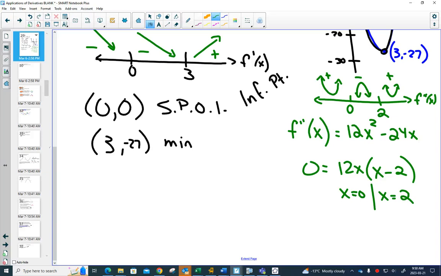And just to double check, if you plug in something less than 0, this factor would be negative, this factor would be negative. So just confirming that that section would be positive and concave up. If I plug something between 0 and 2, like 1, this factor is positive, this one's still negative. And finally, both of them would be positive for anything bigger than 2.